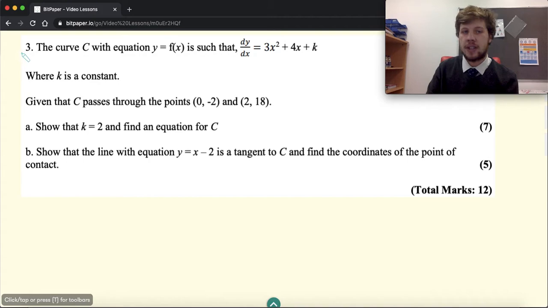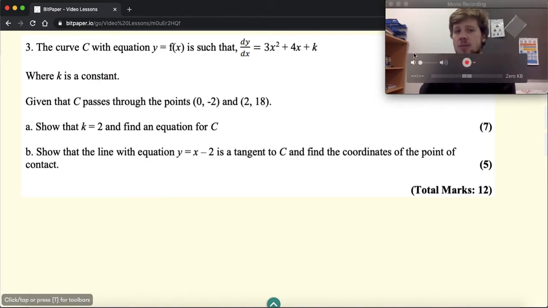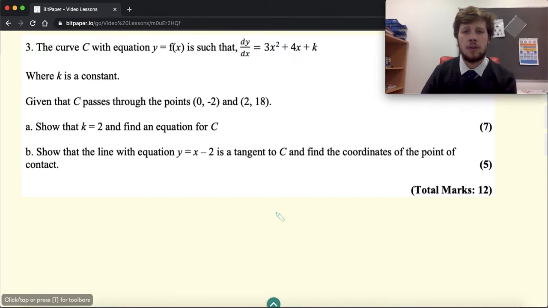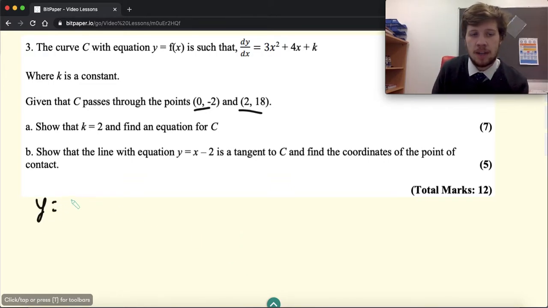So, reading the question, it says for curve C with equation y equals f of x has some derivative which is 3x squared plus 4x plus k. We're told that k is a constant. Show that k is equal to 2 and find an equation for C. And we're also given 2 points, which I'm going to be using later on. So I'm just going to start off by laying out the question.